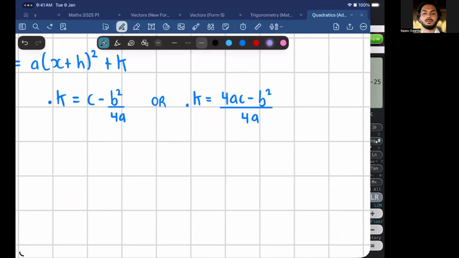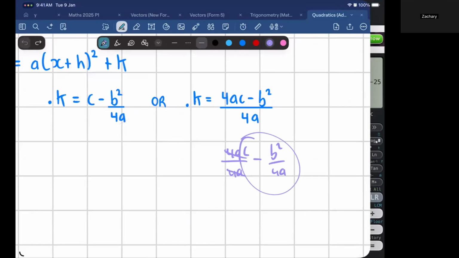Do you remember? Yeah, kind of. So I don't think I could really explain it. Okay, so the first step is to split the fractions. If I split these fractions, tell me what I would write. I'll split the fraction. 4AC over 4A minus B squared over 4A. Right? What's next? You cancel out the 4A. Right? Just like that. We prove it. That's it.